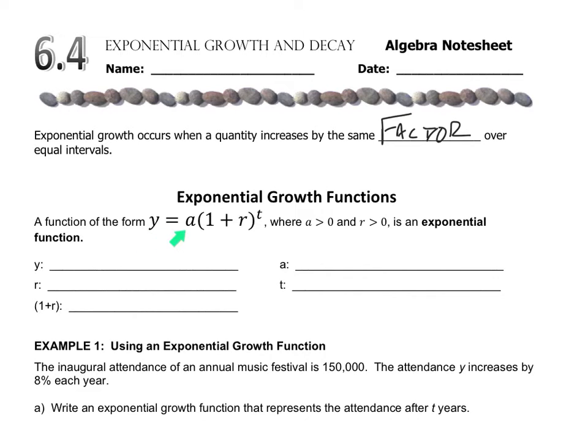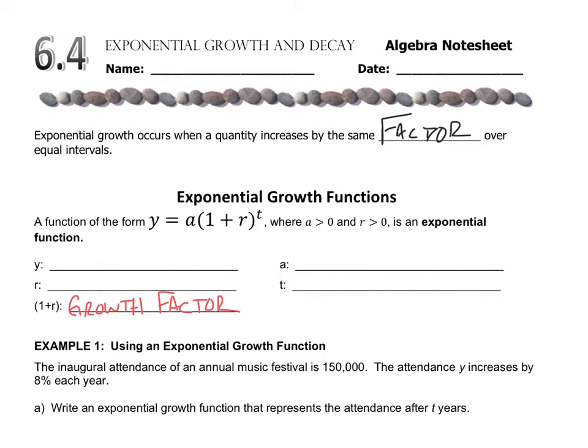We have y equals a times 1 plus r raised to the t power, where a has to be greater than 0 and r is greater than 0. So let's talk about what all these pieces mean. The 1 plus r on the inside is our growth factor. Growth factor is the 1 plus the r. It's how much we are multiplying each time we go forward.